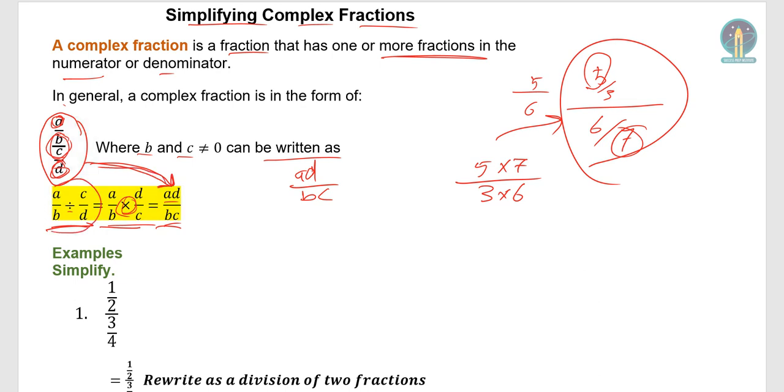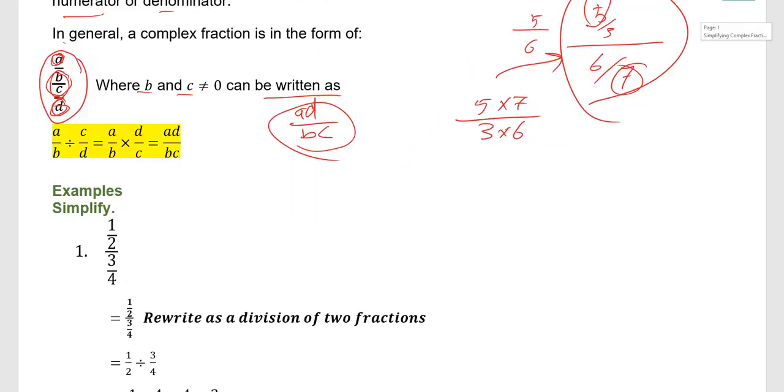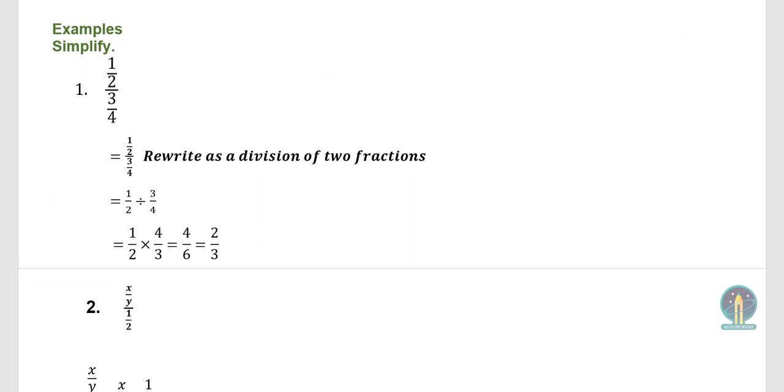But of course, do understand these steps, because this can work when the fraction is a little simpler. When it gets very complicated, you have to do it rigorously. Okay? You have to go through these steps rigorously so you don't commit any mistakes. Okay? Let's look at some examples. Simplify 1/2 divided by 3/4.